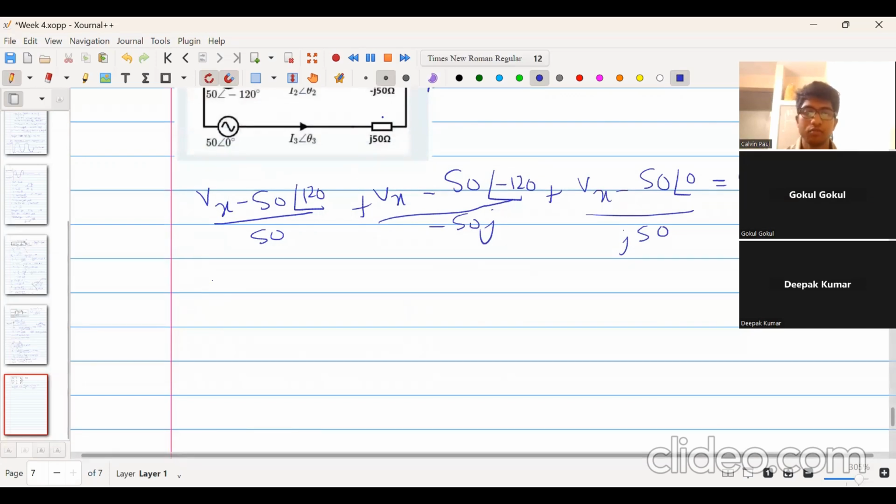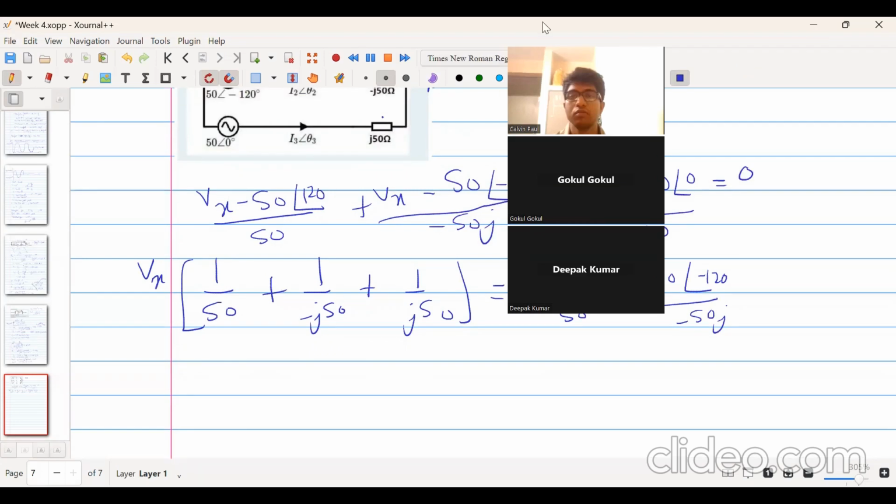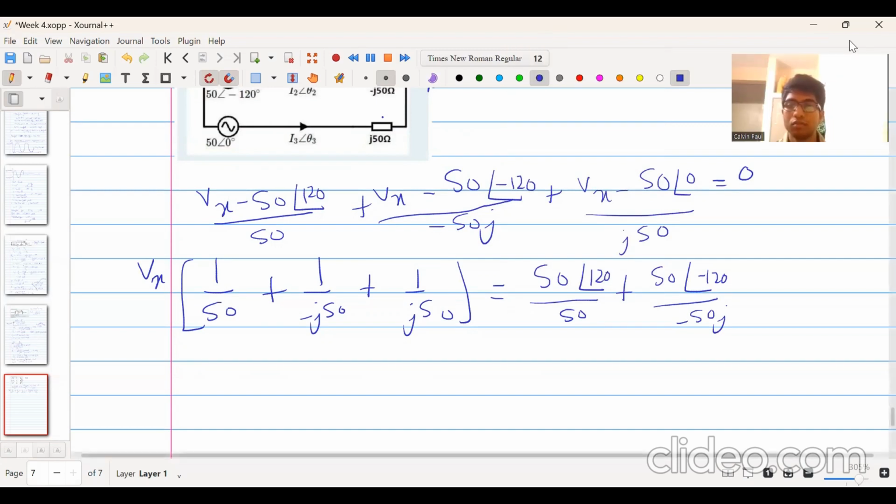So we'll take Vx common. So it will be Vx into 1 upon 50 plus 1 upon minus J50 plus 1 upon J50 is equal to 50 at an angle 120 divided by 50 plus 50 at an angle of minus 120 divided by minus 50J plus 50 at an angle 0 divided by J into 50. Right?